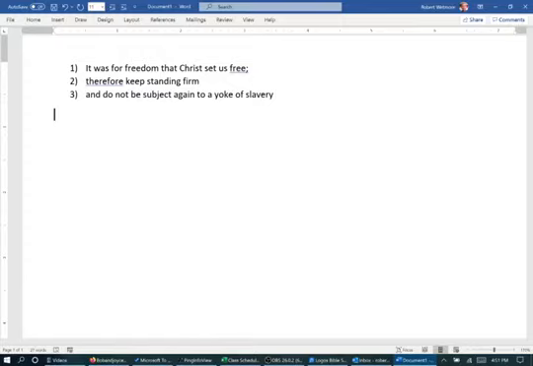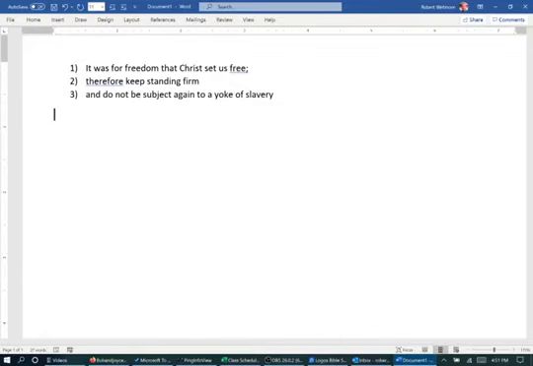There might be other times when you don't have the person's name there or you there or a pronoun or something. But here's keep standing firm. That's a command. It's specifically saying keep standing firm.